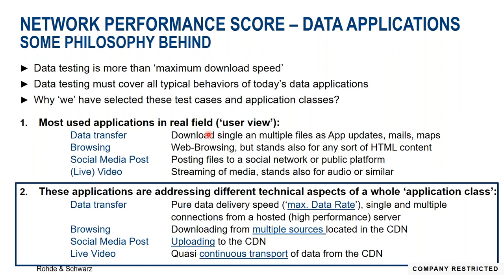And of course, in this case, we need to cover all the different applications that the users are using today. So the four main so-called categories that are considered in the data performance for this score are data transfer, web browsing, social media posts, and video streaming, of course. Each of these can be tested with a different app. For example, for data transfer, you can use the FTP download.